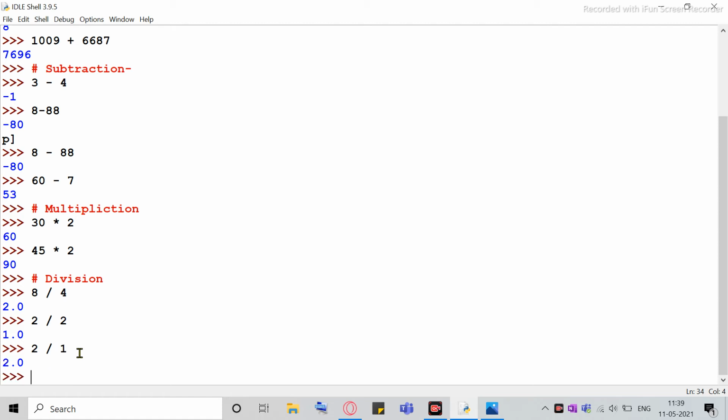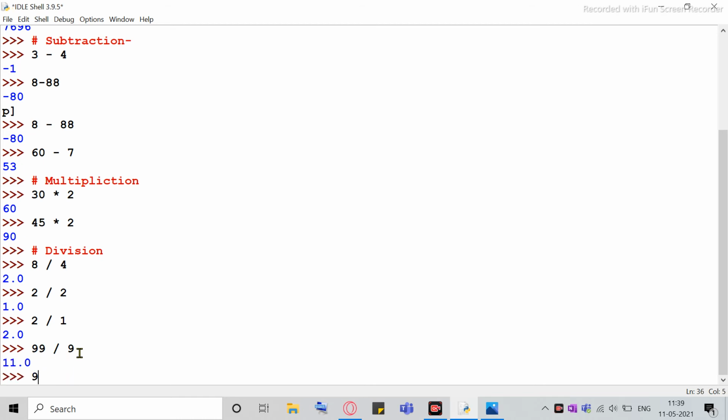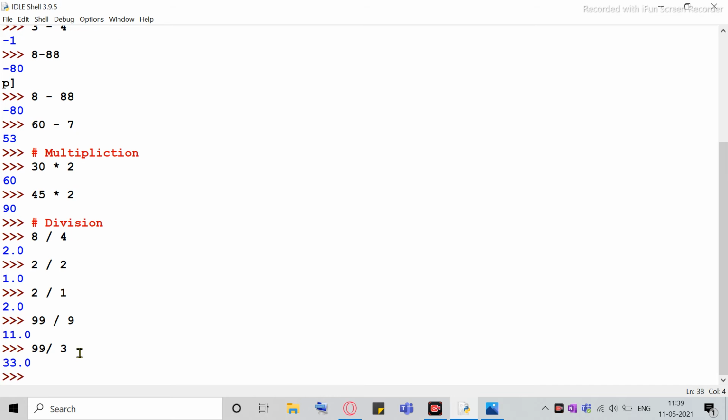We can even perform it with bigger numbers. Let me just take 199 divided by 9, that will be 11, and 99 divided by 3, so that will be 33. So these were division symbols. Now talking about these point zeros, what is this there?